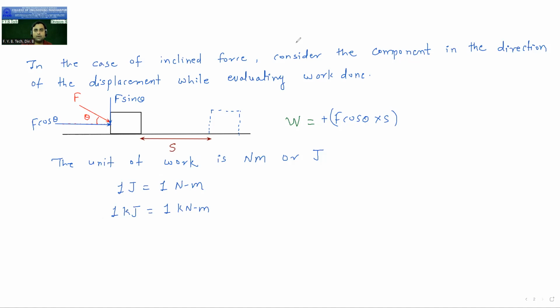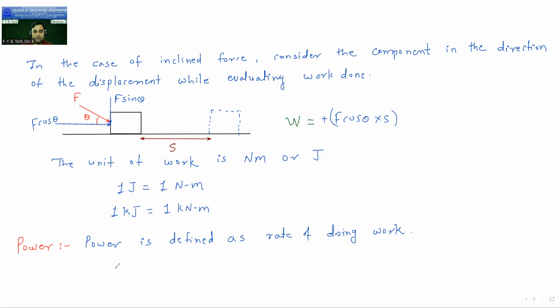Now the next is power. What is power? The power is defined as the rate of doing work. Rate of doing work. So rate means you have to divide it by time. Okay. So rate of doing work.